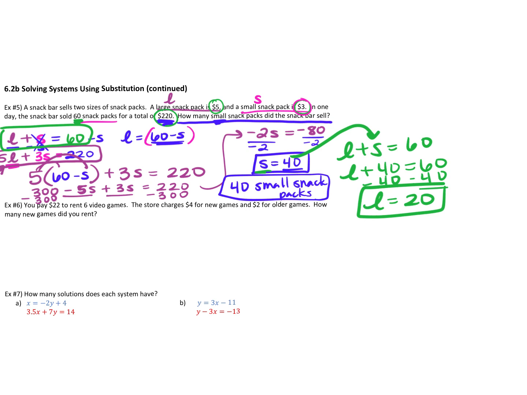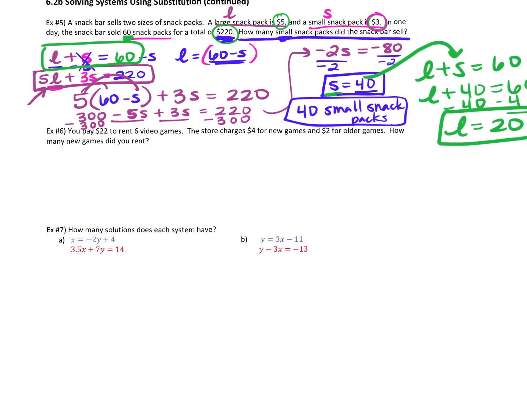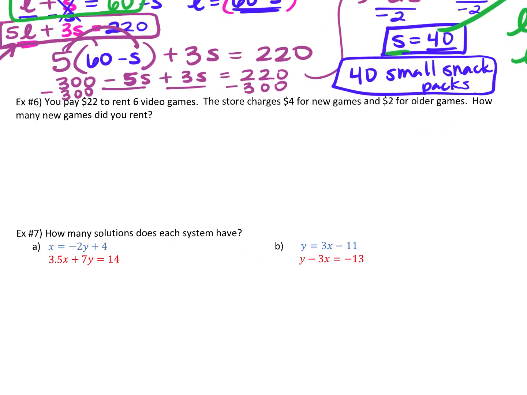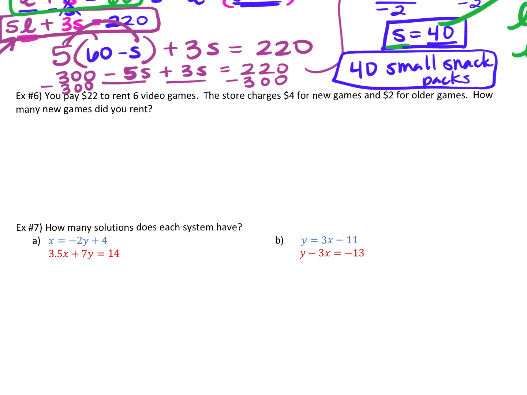So that is one example of a word problem doing a system with substitution. I'm going to do one more of those and then a couple other types of problems with this. You know what I'm going to do? I'm going to just sit here for a minute and have you try to set this up first. So it says this: you paid $22 to rent 6 video games. Okay, $22 for 6 video games.